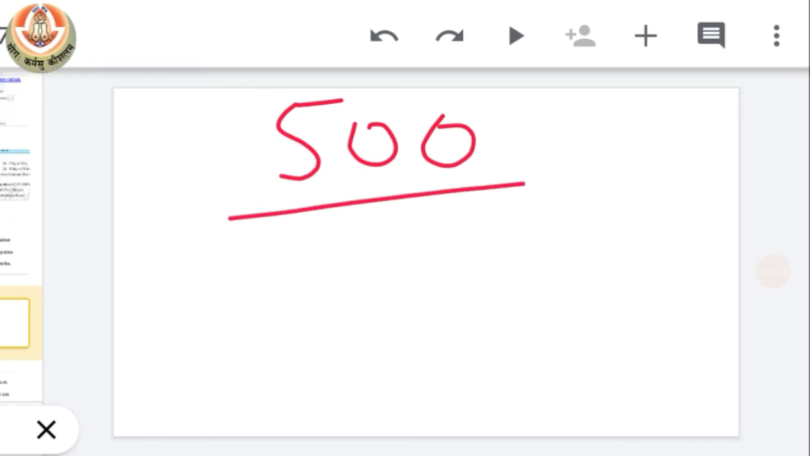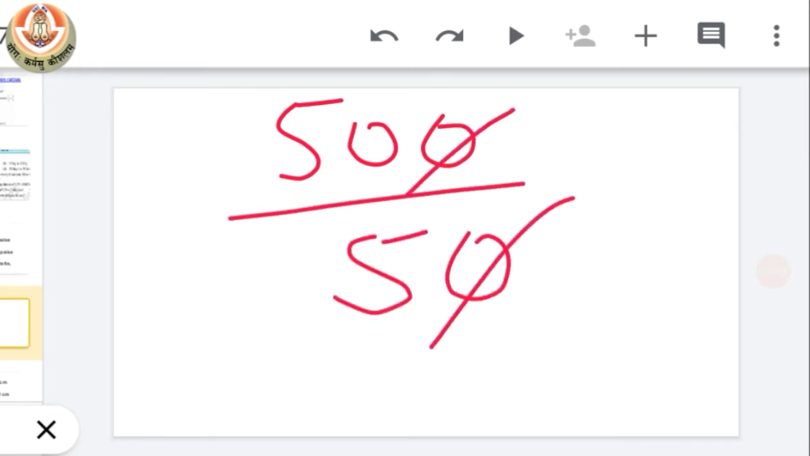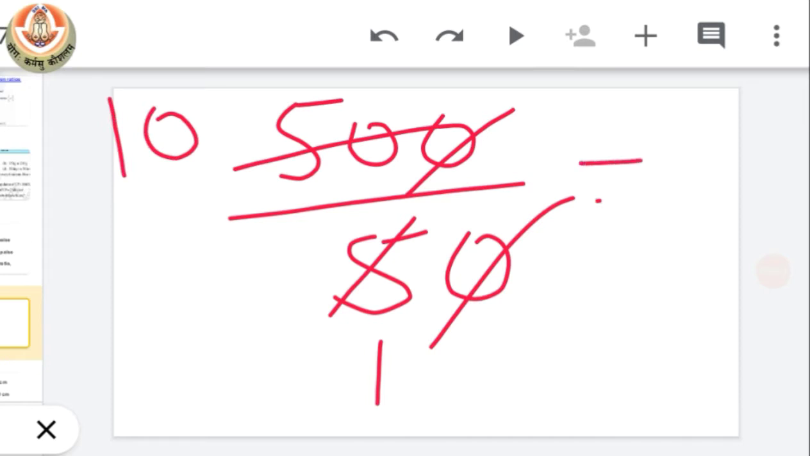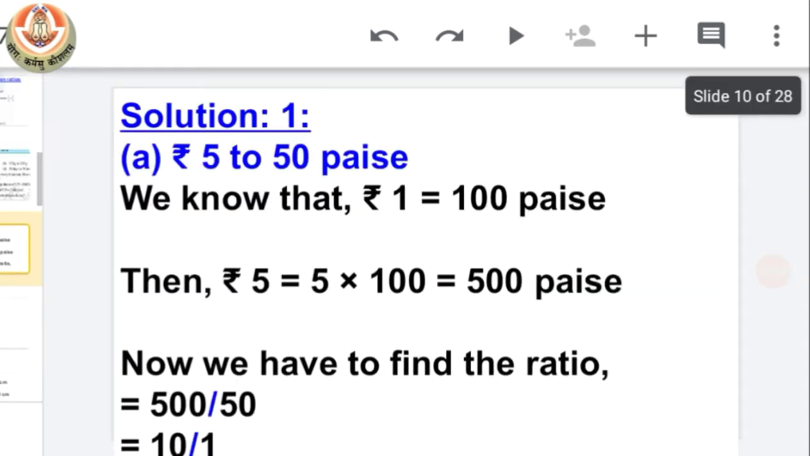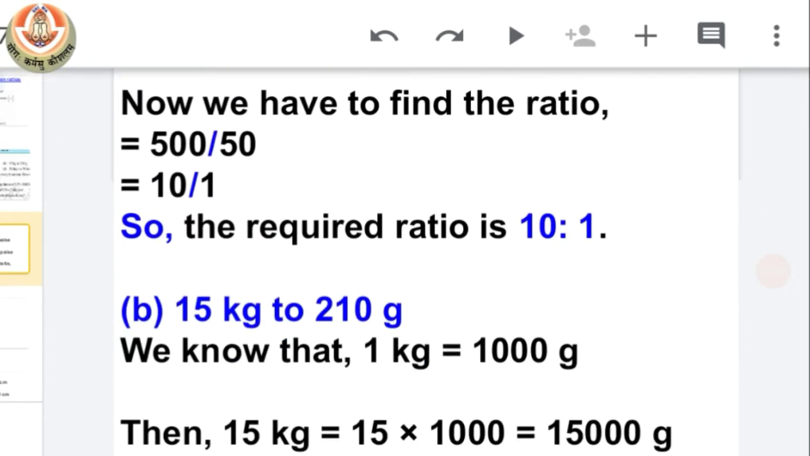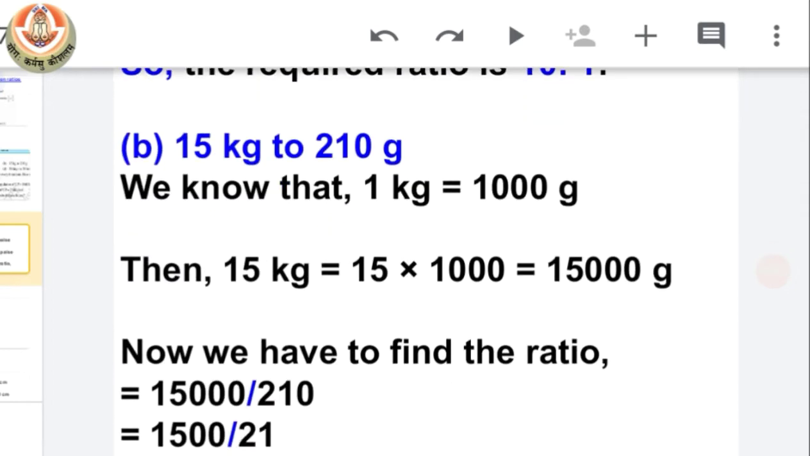Again you can see we have 500 by 50, 0 cancels out with 0, and 5 divided by 5 we get 1, 50 divided by 5 we get 10. Now we have 10 by 1, that is 10. Okay. The same thing is here, we have 10:1 as the ratio of the given quantities.